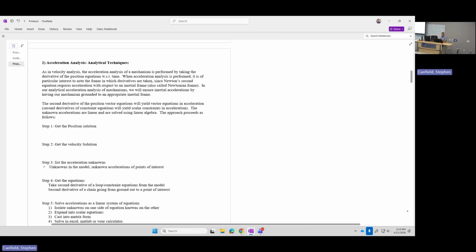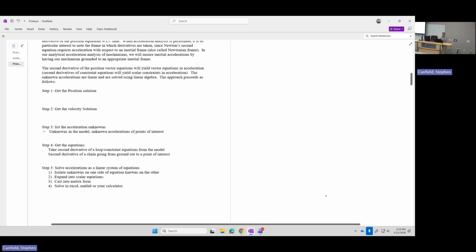So next, looks like we've got a lot of language here. A written description of what we just talked about. But I've broken the problem down into these five steps. And the first step is to get your position solution. So, you know, the process to get that, we get a schematic. We check our mobility. We get our vector model.